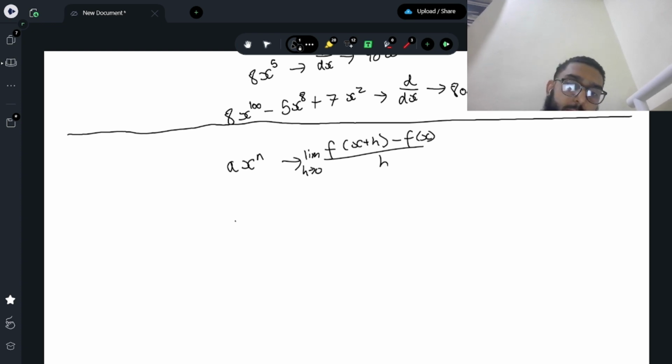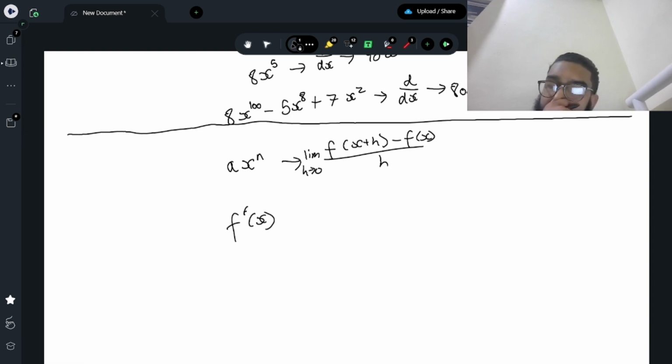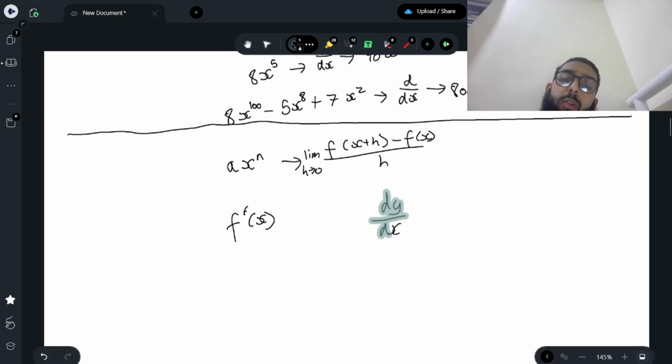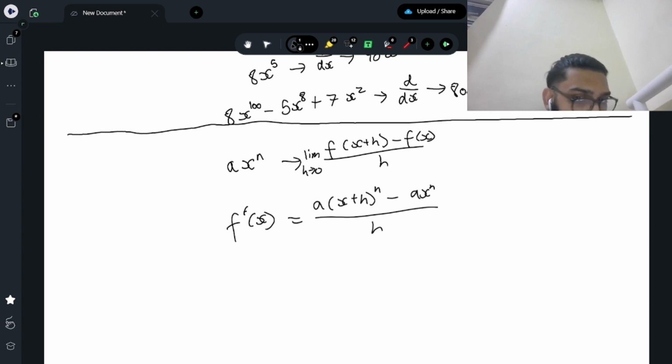So this is f prime of x. f prime of x just means the derivative of, it's the same as saying dy over dx. It's a different notation. This is Newton's notation, and dy dx is Leibniz's notation, two people who are co-credited with creating calculus. But anyway, f prime of x equals a times x plus h to the n minus ax to the n, over h.